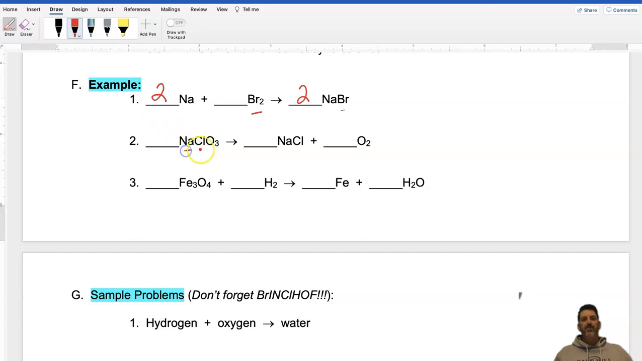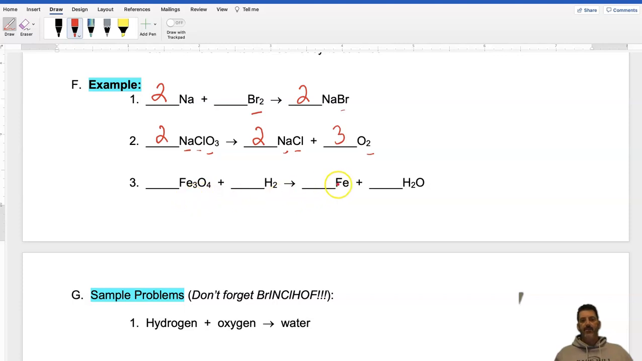So sodium and chlorine are balanced right now in this one, but my oxygens, I have 3 here and I have 2 there. So I'm going to have to put a 3 and a 2 to balance out the oxygens. And now I have 2 sodiums and 2 chlorines, so I put a 2 right there.